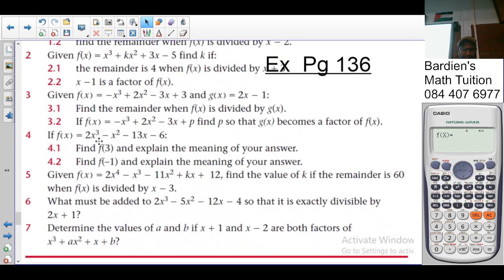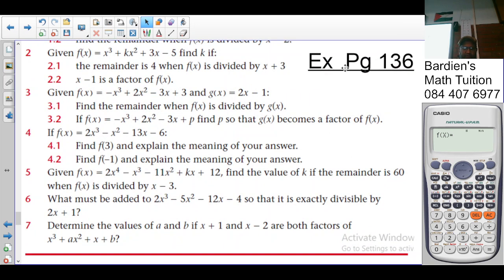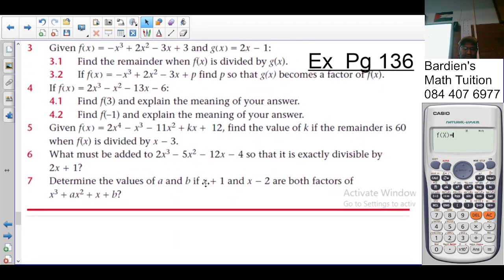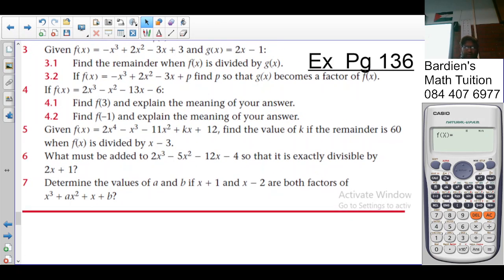Number 2? Any problems with number 2? No? Number 3? Yes, okay, so let's go to number 3. In number 3 we are told, given f of x equal to negative x cubed plus 2x squared minus 3x plus 3 and g of x equals 2x minus 1, find the remainder when f of x is divided by g of x.